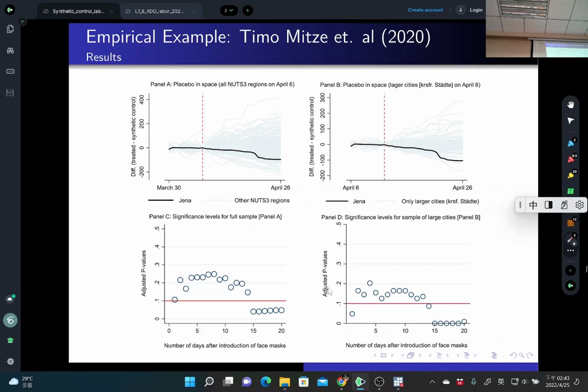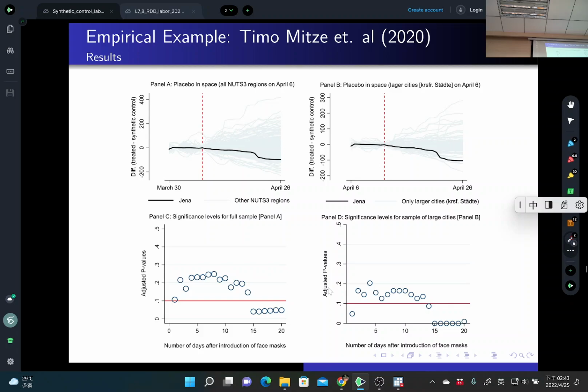And this quite makes sense. The p-value is around 0.2, so it's not significant. Until 15 days after the introduction of the face mask, this becomes significant. It's below 10%. So after this, the estimate becomes significant.